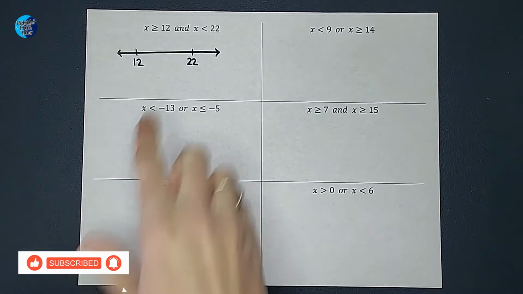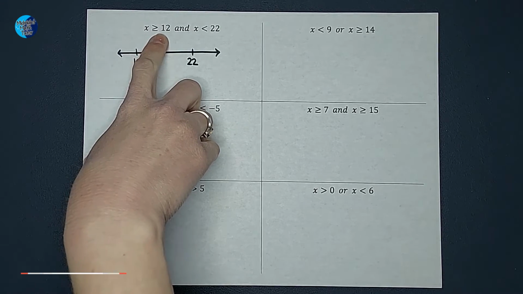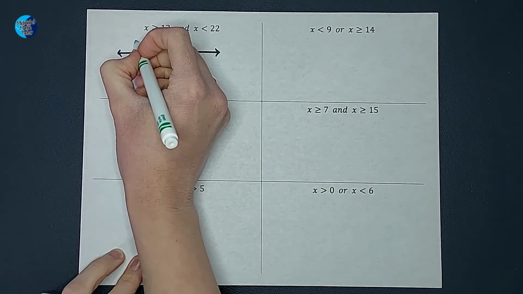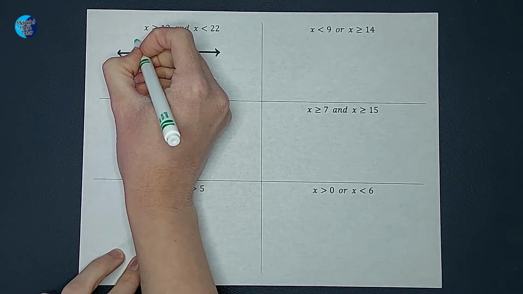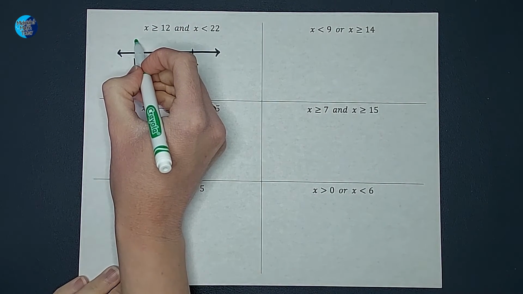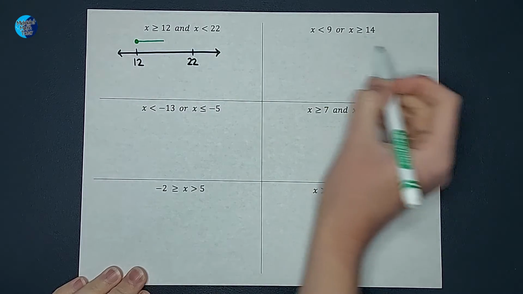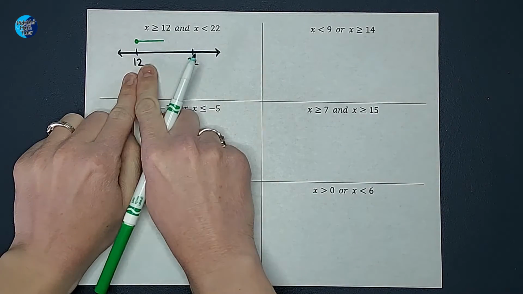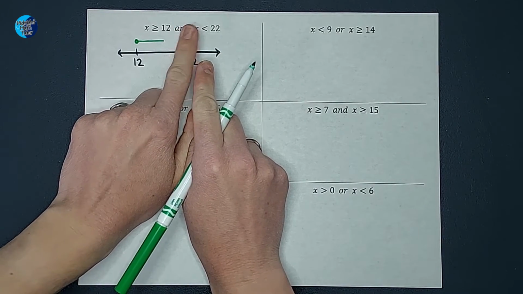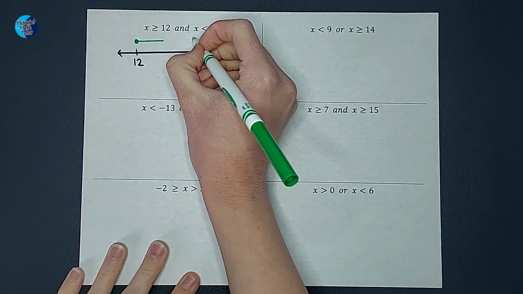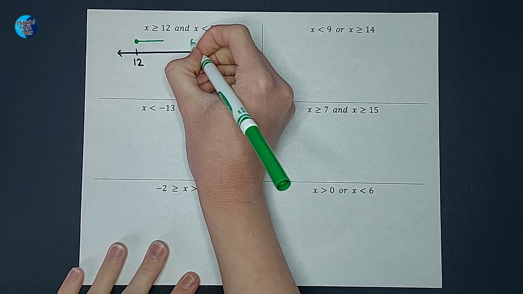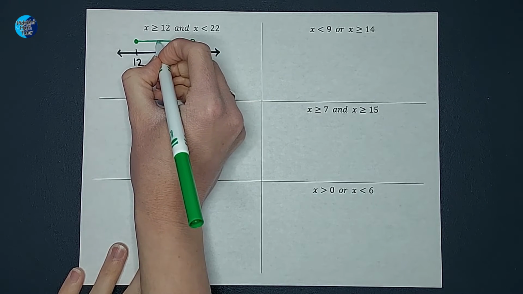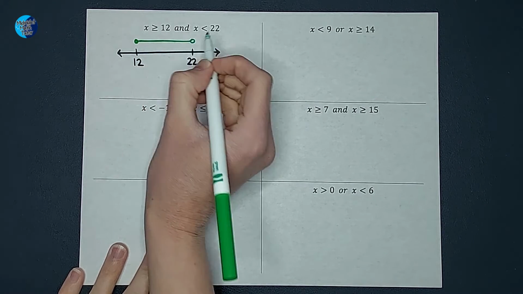So in graphing this, I need x to be greater than or equal to 12. Because it's greater than or equal to, I'm going to use a closed circle. And numbers greater than 12 go in this direction. I'm not going to do it all the way because I do want to see how 22 affects it. So my number needs to be greater than or equal to 12 and less than 22. It doesn't have the equal to sign, so I'm going to do an open circle. And less than is in this direction, and that is where they meet up.